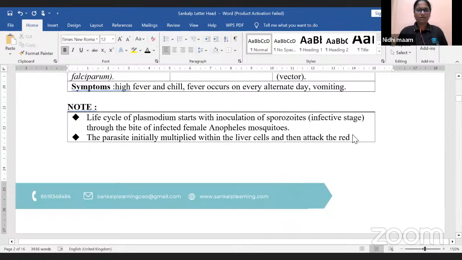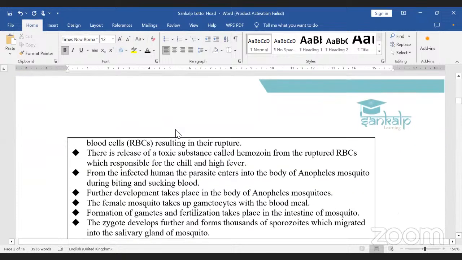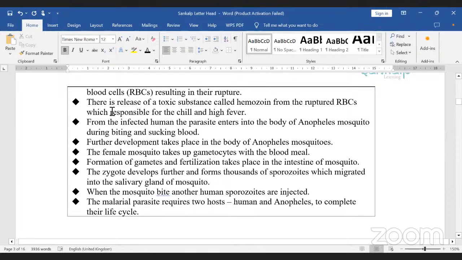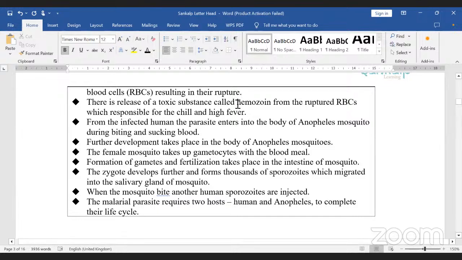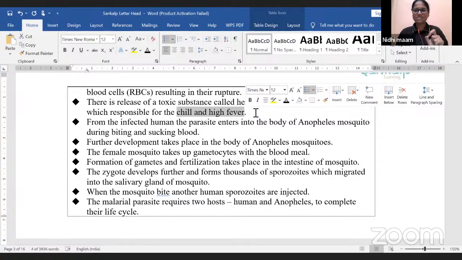Life cycle. Okay. Sita, can you please read the first 2 points? Life cycle of Plasmodium starts with inoculation of sporozoites, the infective stage, through the bite of infected female Anopheles mosquitoes. The parasites initially multiply within the liver cells and attack the red blood cells, resulting in their rupture. There is a release of toxic substance called hemozoin from the ruptured RBC, which is responsible for the chill and high fever. Then, from the infected human, the parasite enters into the body of Anopheles mosquito. Further development takes place in the Anopheles mosquito.